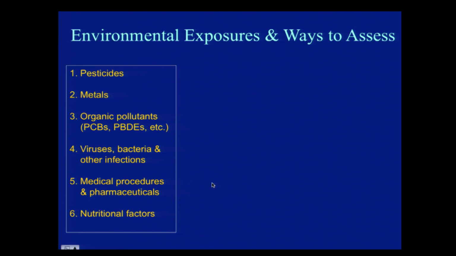And in planning the study, we looked at the literature, and there was almost nothing published. The rubella paper, and really, environmentally speaking, not a lot out there. So we said, well, what are the neurodevelopmental toxins that we know about? Well, pesticides, metals, some of those persistent organics, the viruses and infections we wanted to also take on, and then medical procedures and nutritional factors.